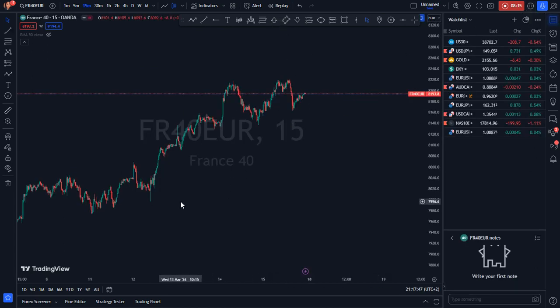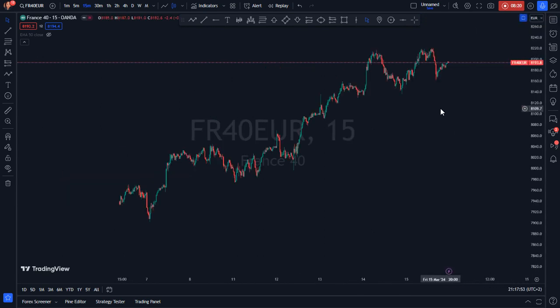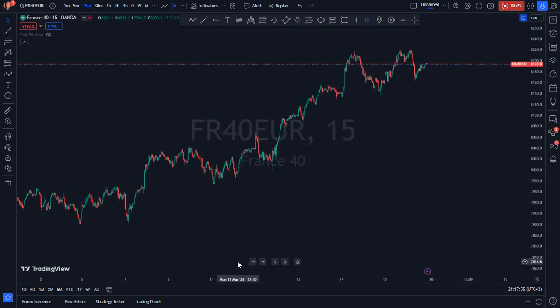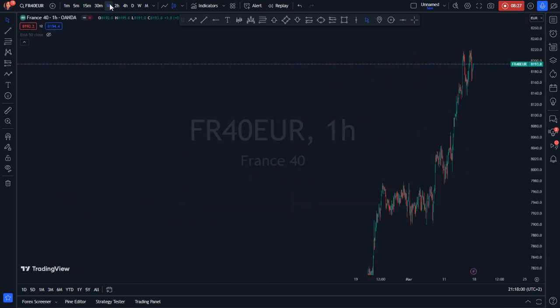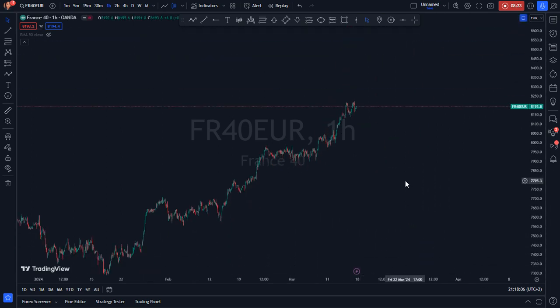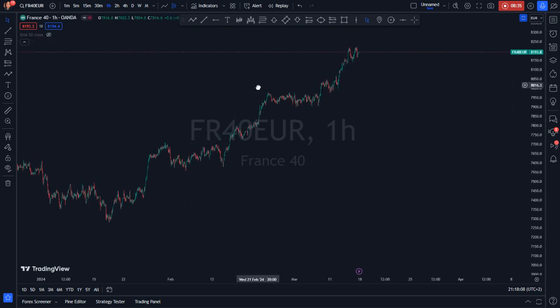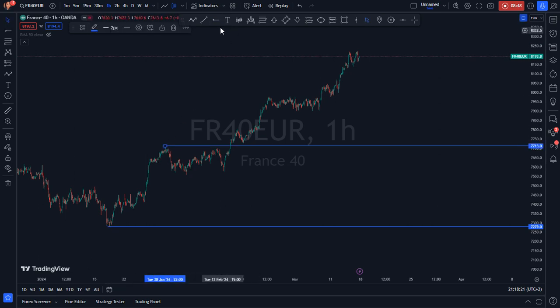Okay, so guys, let's look at this France 40. France 40 and German 40 move almost the same way. When the France 40 is buying, the German 40 is also buying. So we're just going to concentrate on this last part of the structure. We're going to try to mix these two together, because they can give us a clear direction.